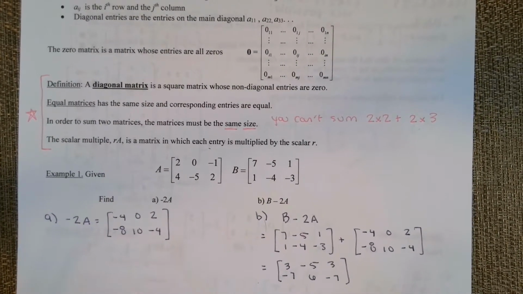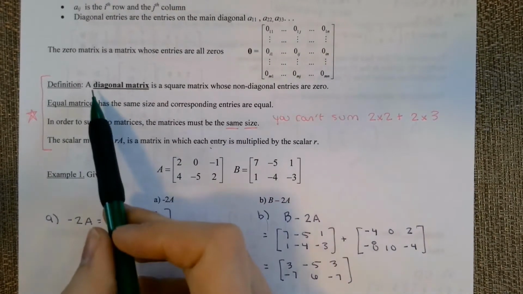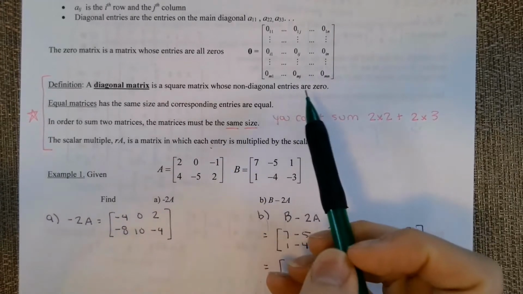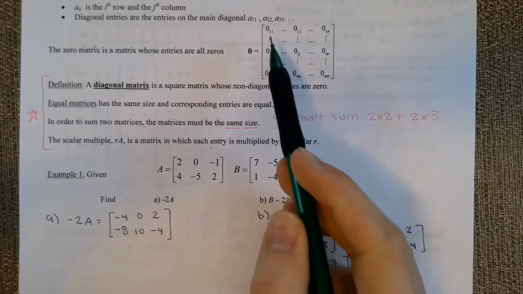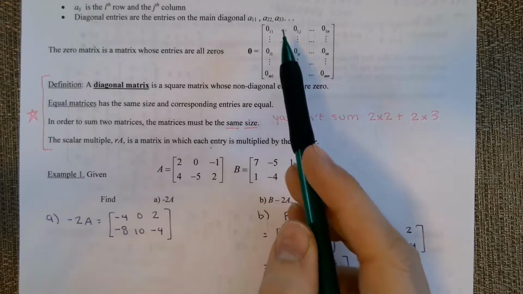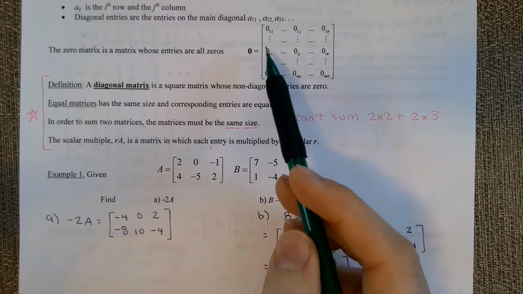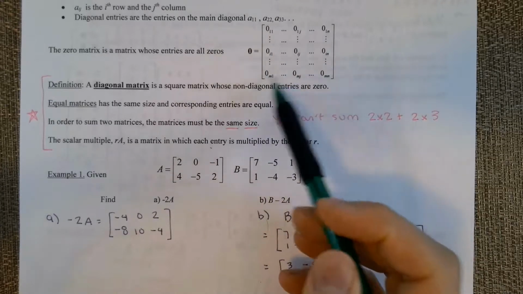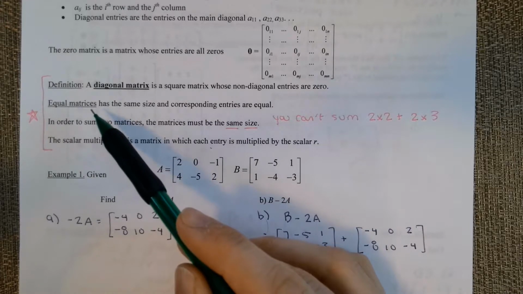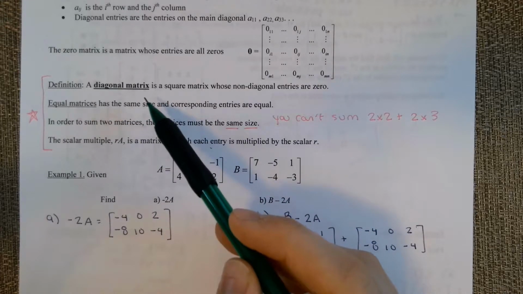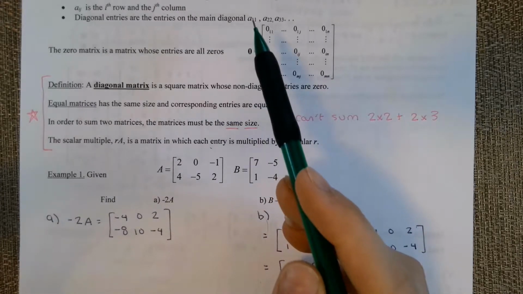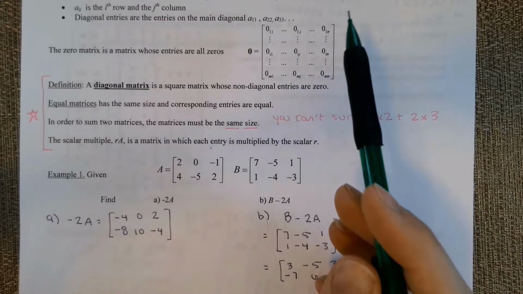Okay, some more definitions. A diagonal matrix is a square matrix whose non-diagonal entries are 0, which means that all of the diagonal entries, a1,1, a2,2, a3,3, would all be some non-zero number. Everything else would be 0. In order for two matrices to be equal, they have to have the same size and they have to have corresponding entries that are equal. So if I have a11, that must be equal to b11.